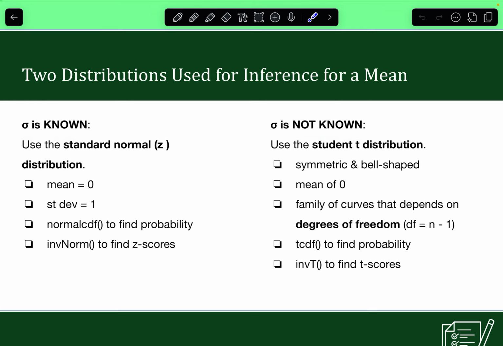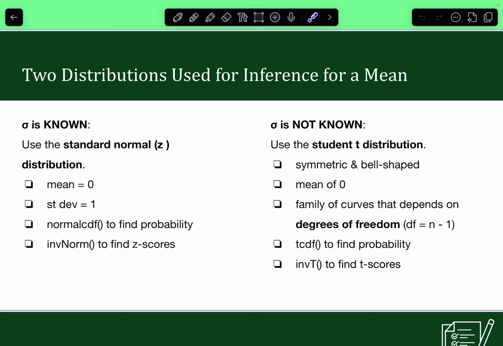If we know what the population standard deviation is, we're back in week 3. We're working with the standard normal distribution for a sampling distribution. And we know what the z-curve looks like. It has a mean of 0 and a standard deviation of 1. If I want to calculate probability, I'm using normal CDF. If I want to find a z-score given a probability, inverse norm. So that's familiar footing. The problem comes when we don't know the population standard deviation.